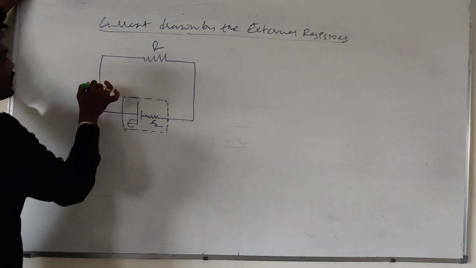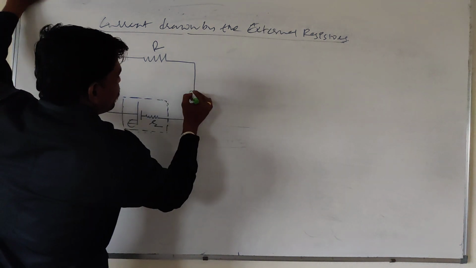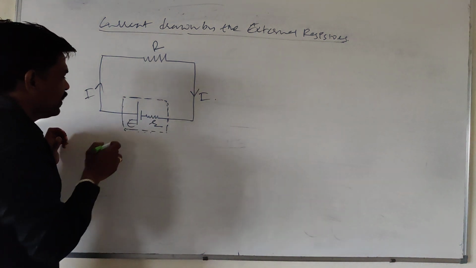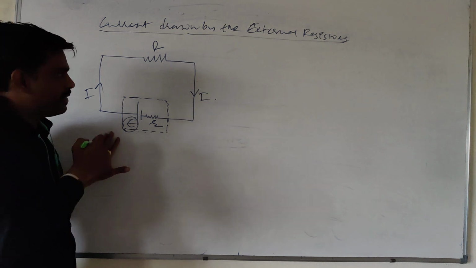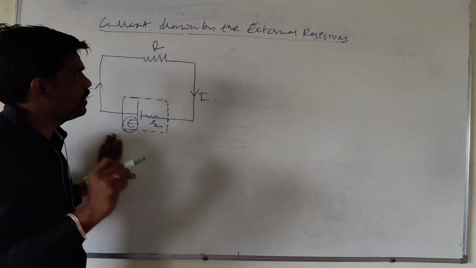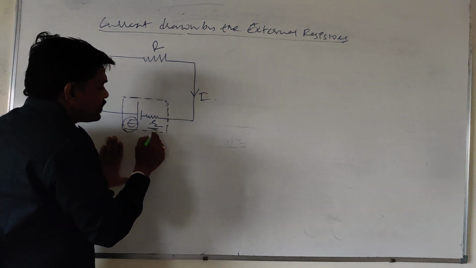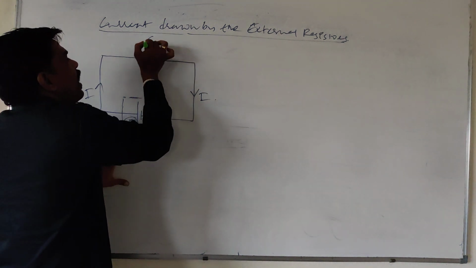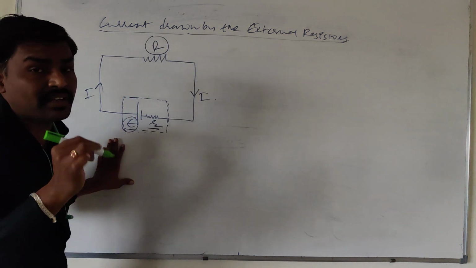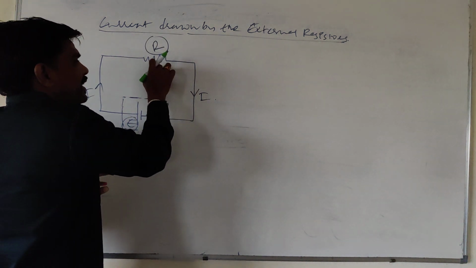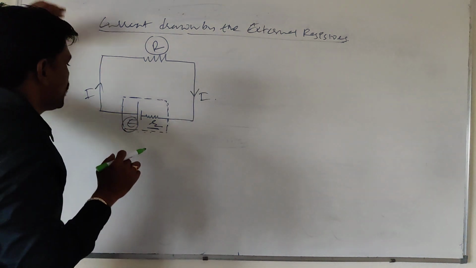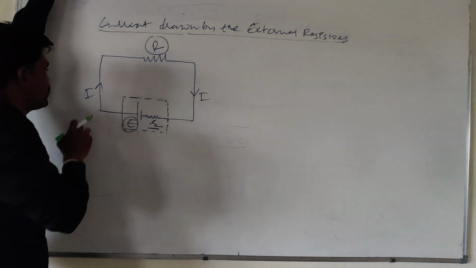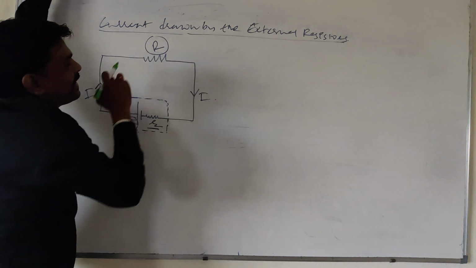See, in this case, E is the total EMF of this circuit, right? Small r is the internal resistance. Capital R is the external resistance. This is the total EMF, this is the current, and this is the external resistance.